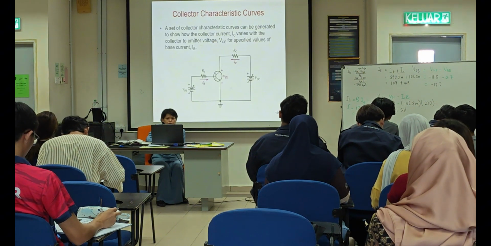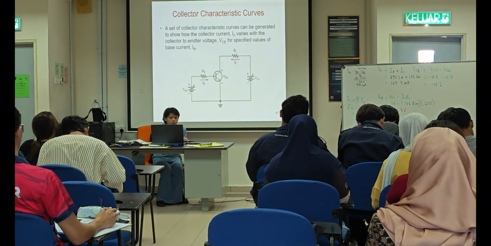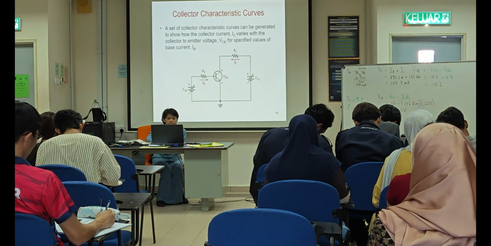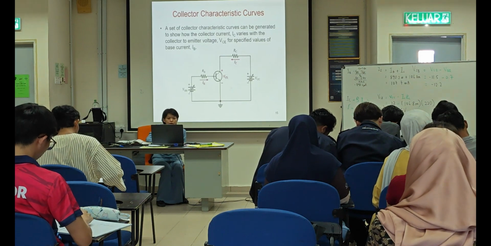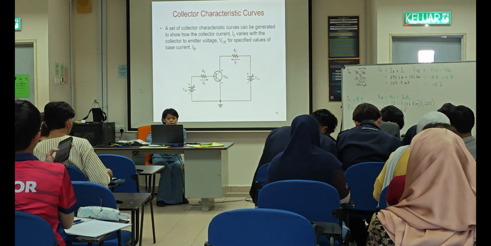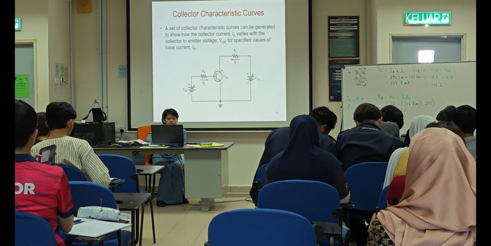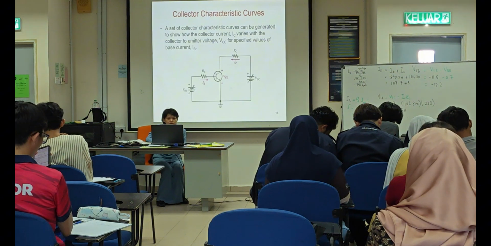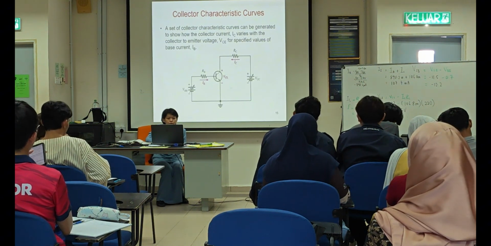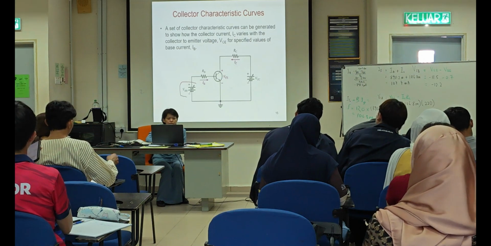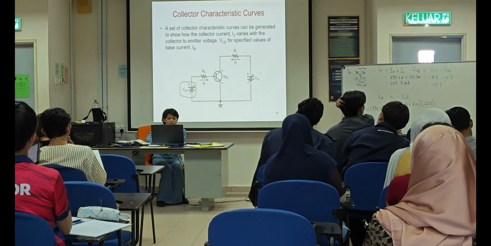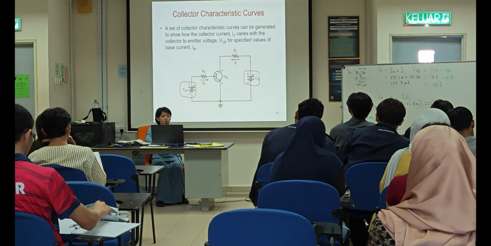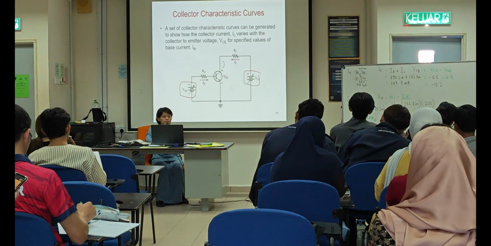Okay, now we go to the collector characteristic curve. A set of collector characteristic curves can be generated to show how the collector current IC varies with the collector-to-emitter voltage VCE for a specified value of the base current. So we want to vary VBB and vary the value of VCE, and we can see the characteristic of your IC.